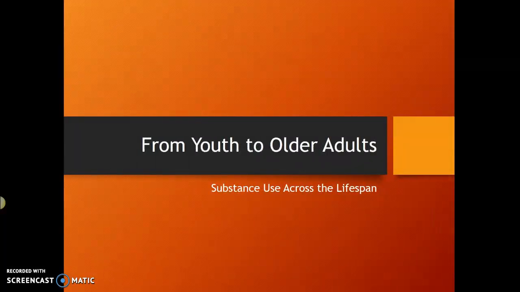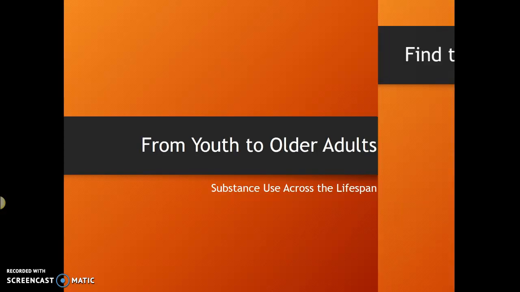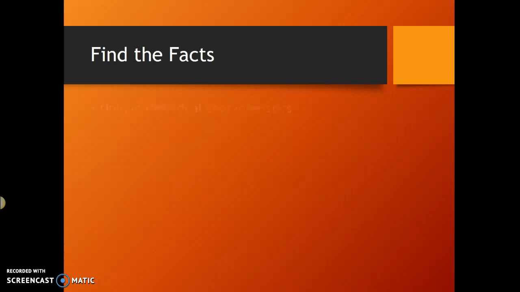Okay, so we're moving into the second half of our online this week, which is really getting into the substance use across the lifespan. So we won't reflect on substance and process in terms of across the lifespan, but now that we know the similarities and differences, you can relate either substance or process and compare it to across the lifespan as we proceed. So let's find the facts.